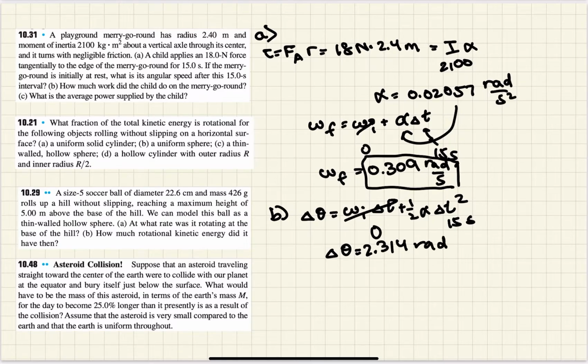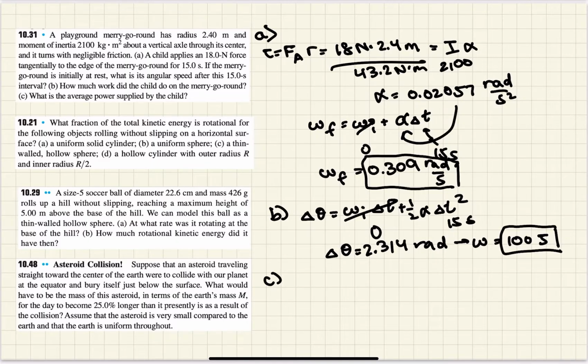All right. Now we multiply that by the torque. Torque we didn't actually calculate, but it's 18 newtons times 2.4 meters, which is 43.2 newton meters. And we multiply that with the angular displacement we got, and we're going to get a work done of 100 joules.